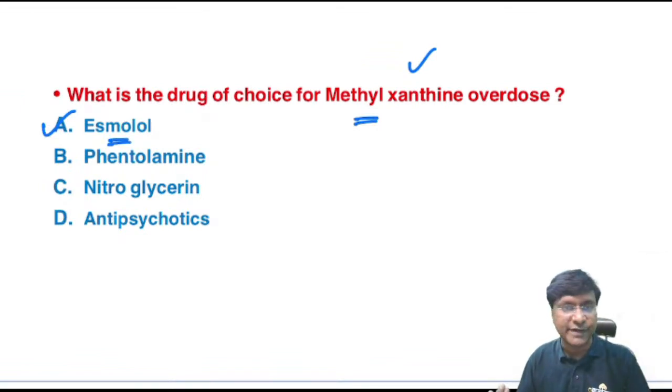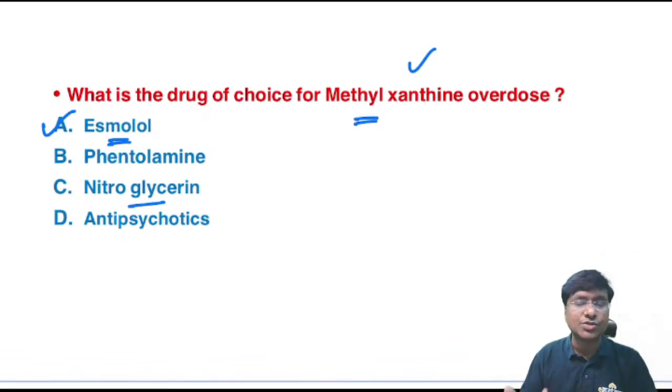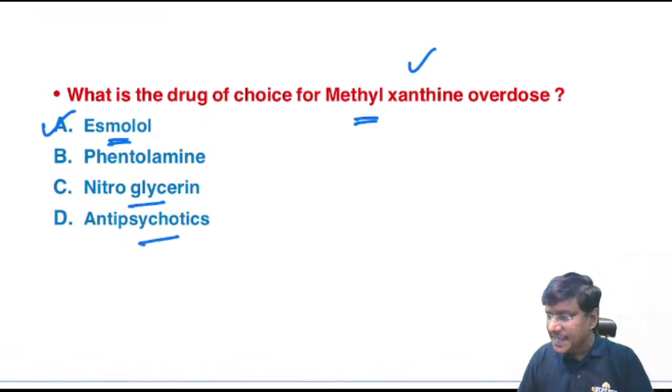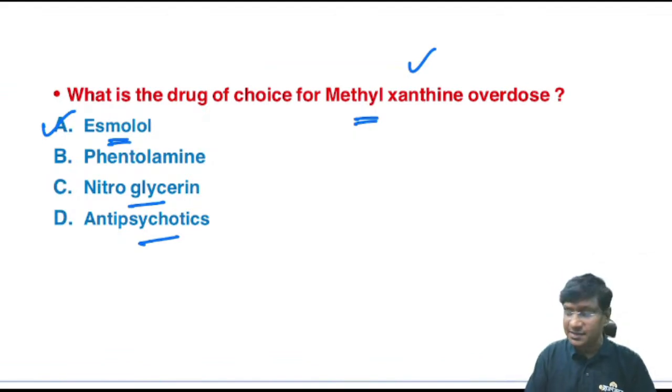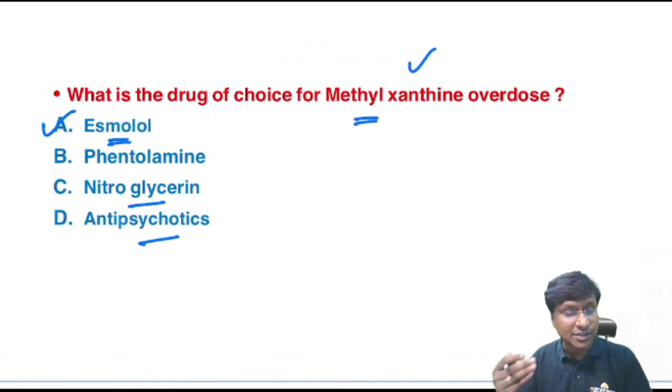What are the other options? Phentolamine is an alpha blocker which is given in the treatment of hypertension. Nitroglycerin is also one which will inhibit vasospasm and reduce hypertension. Antipsychotics are of no use in the treatment of methylxanthine overdose. So that is about the treatment of methylxanthine overdose.